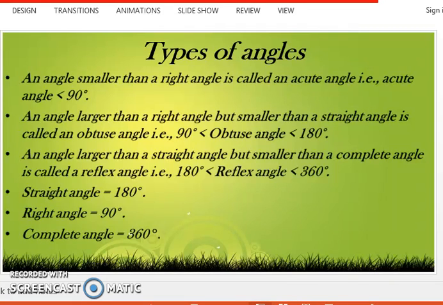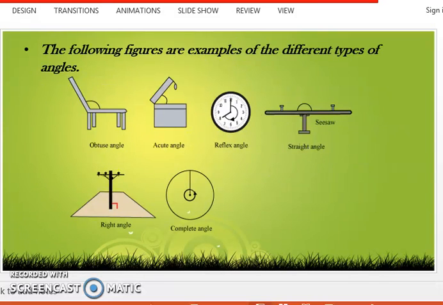An angle larger than a straight angle but smaller than a complete angle, that is 360 degrees, is called a reflex angle. For example, 197, 220 degrees, etc. Here, what is a straight angle? An angle whose measurement is 180 degrees is called a straight angle. A right angle always forms a 90 degree angle, whereas a complete angle forms a 360 degree angle.